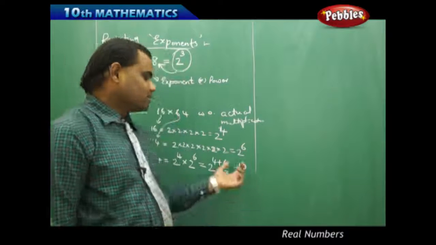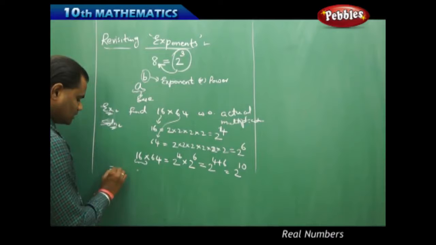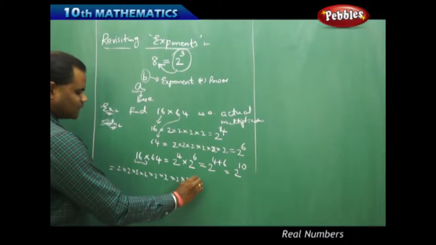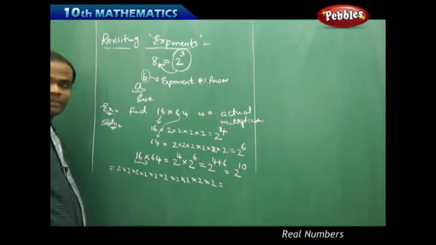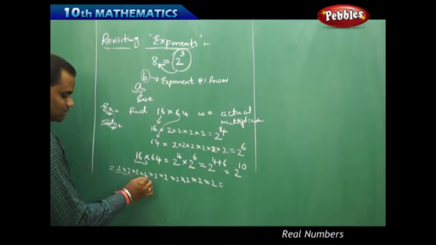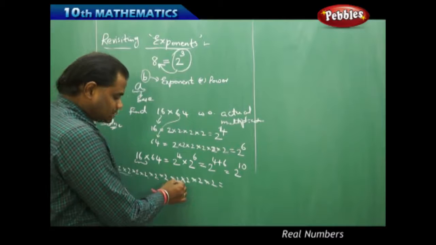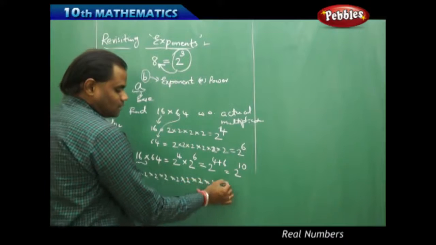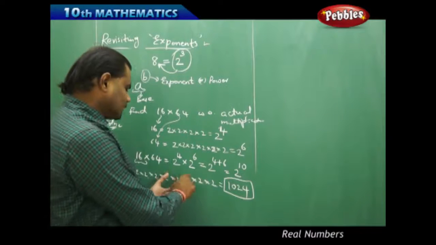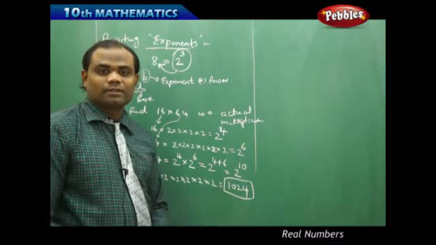Now how do I find the general value of this? It is simple: I take this 2 power 10 as 2 multiplied 10 times. So 2 2's are 4, 4 2's are 8, 8 2's are 16, 16 2's are 32, 64, 128, 256, 512, 1024. So every time I double the value, and 10 times you double 2, finally I get 1024.